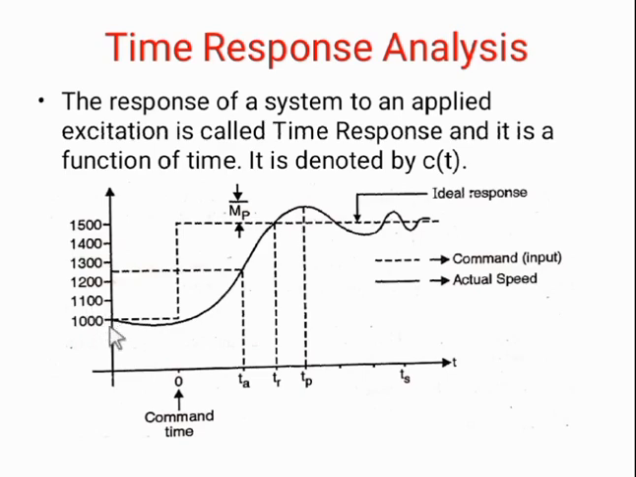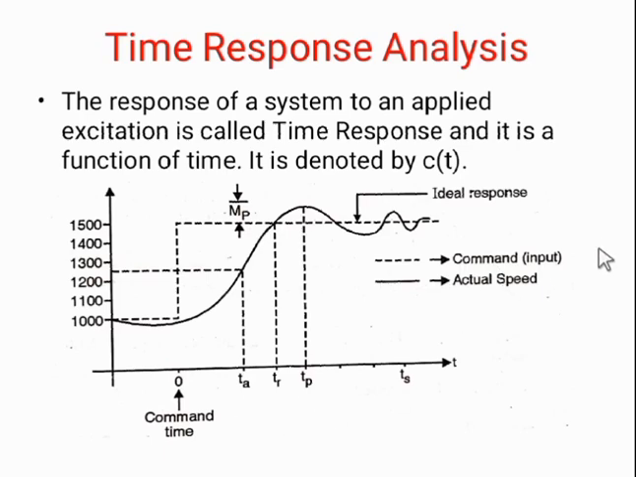So here one example is given. This is the speed of the motor in RPM and this is the time in seconds. Here two lines are indicated. One is the dotted line and one is a continuous line. The dotted line indicates the command input and the continuous line indicates the actual speed of the motor.